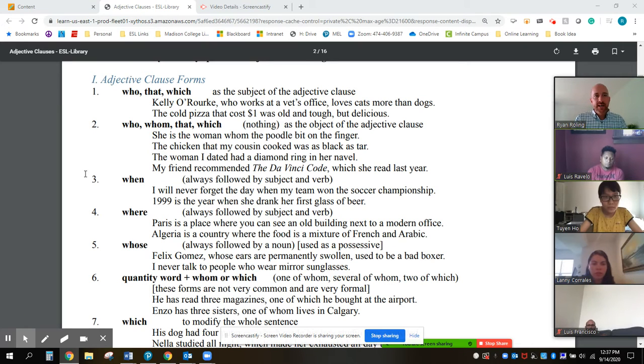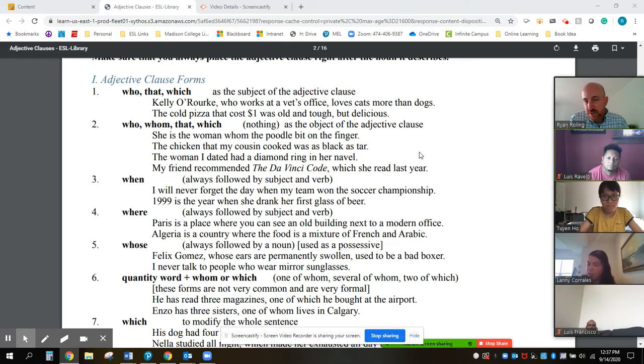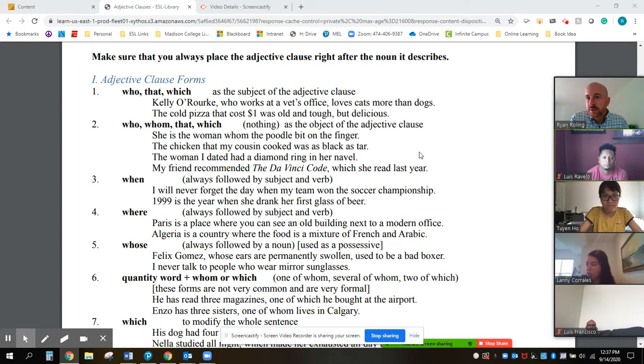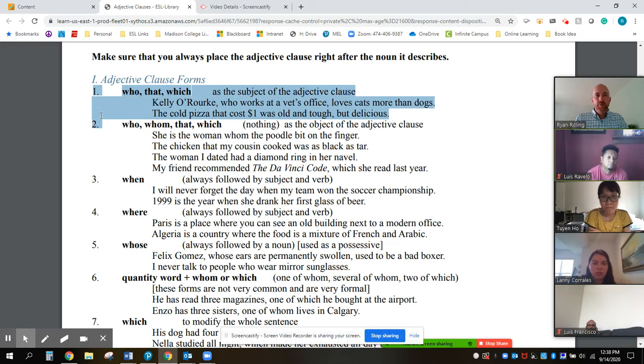So again, we're looking at adjective clauses and the words that introduce them. These words are often called relative pronouns. And so a relative pronoun introduces that relative clause, especially as we see in number 1 and number 2: who, that, and which. Whom is also one of them, but that word is becoming a little outdated. We don't see it very often.